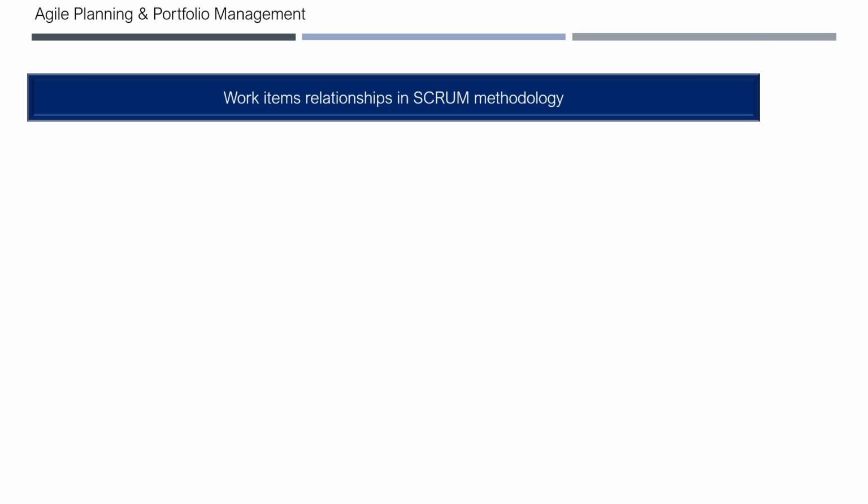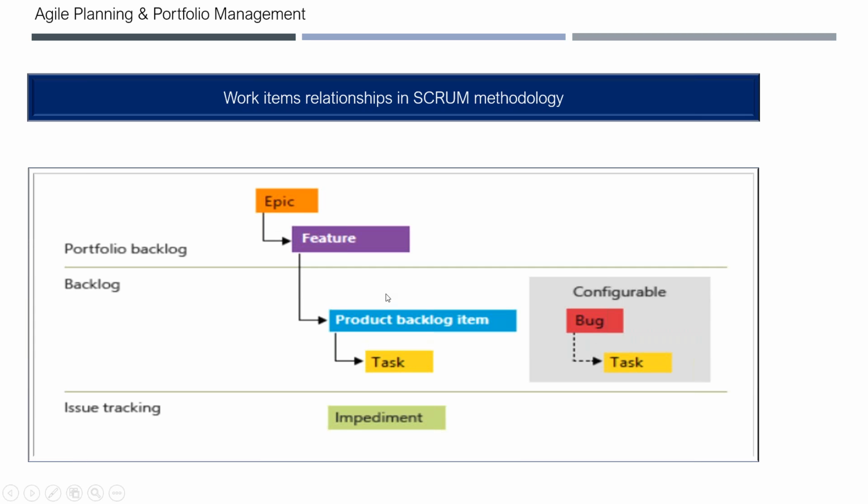So, work item relationships in Scrum methodology. This is how it looks. Epic is the parent, and it contains a number of features as children. At this level, we call it the portfolio backlog. But let's understand that we have an Epic, which is a parent, and it will have a number of features, and each feature will have a number of product backlog items, and each product backlog item will have a number of tasks. So the task is the leaf level element, and the Epic is the parent level, the root actually.